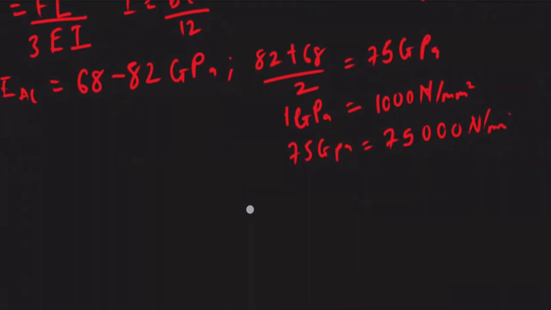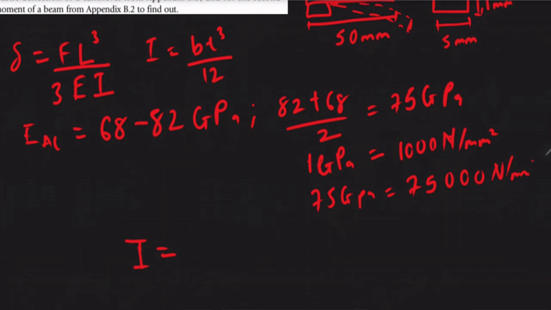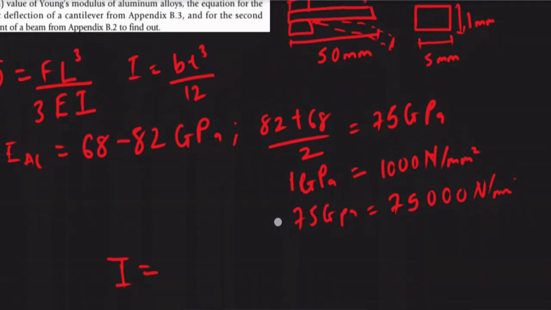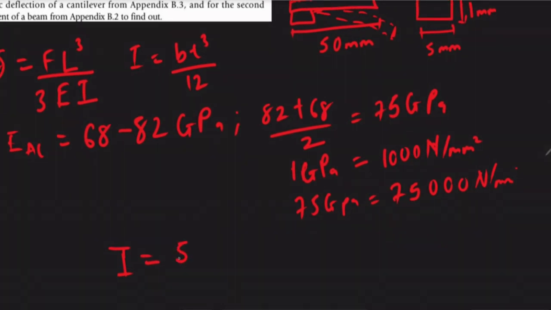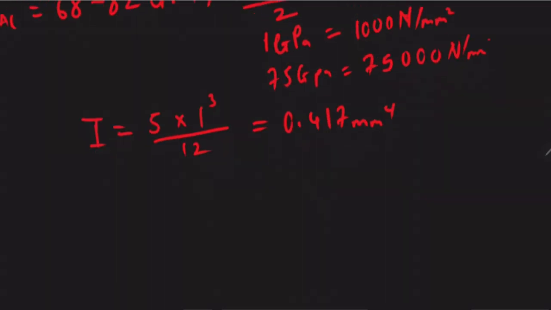Now we have this, we can now solve for our deflection. But in order to solve for deflection, first we have to solve for I, where I is equal to the breadth, which is 5 millimeters, times 1 raised to power 3, divided by 12. And this will now give us 0.417 millimeter raised to the power 4. Now, since you have the value for I, you can now calculate deflection.